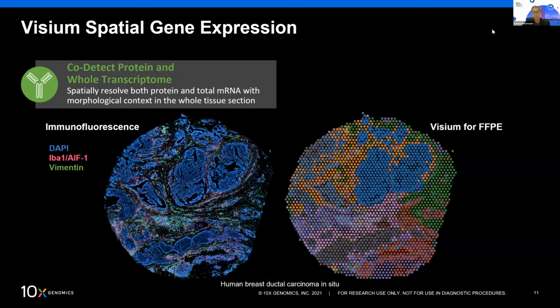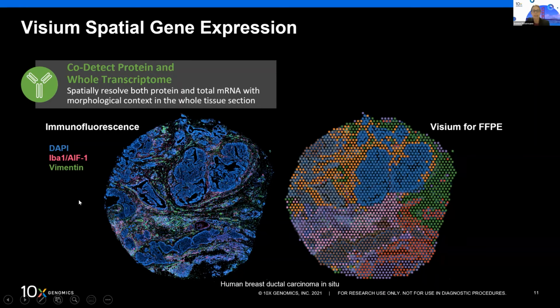Another interesting capability of this technology is that you can co-detect protein as well as the whole transcriptome on the identical same slide or section that you have applied on the slide. Currently, we have the capability to do this with up to 6 proteins via antibodies. You detect them via immunofluorescence.